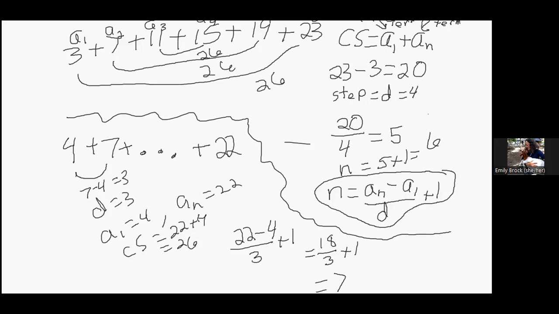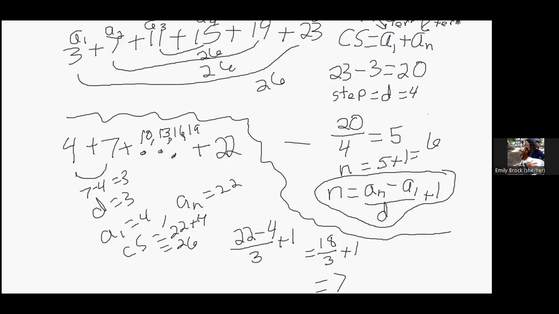In this case, there are few enough that we can check. 10, 13, 16, 19. Those are the missing terms. 1, 2, 3, 4, 5, 6, 7. So 7 terms, but our goal is to get the sum.